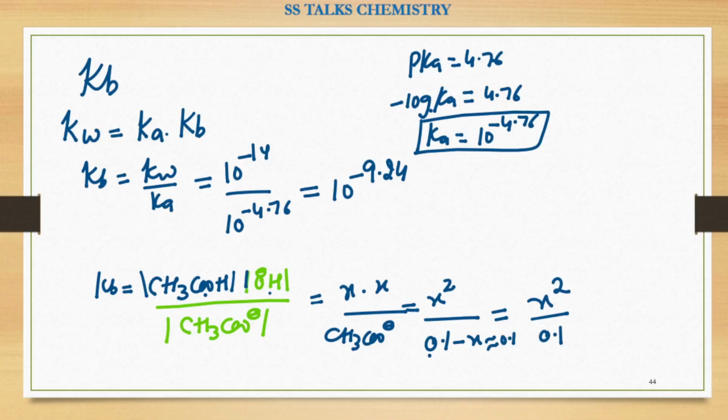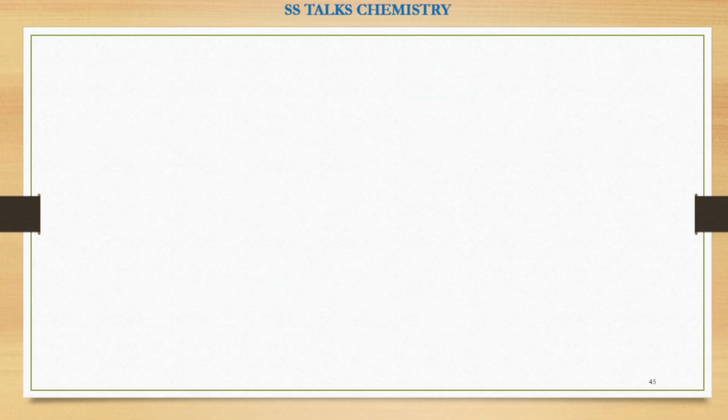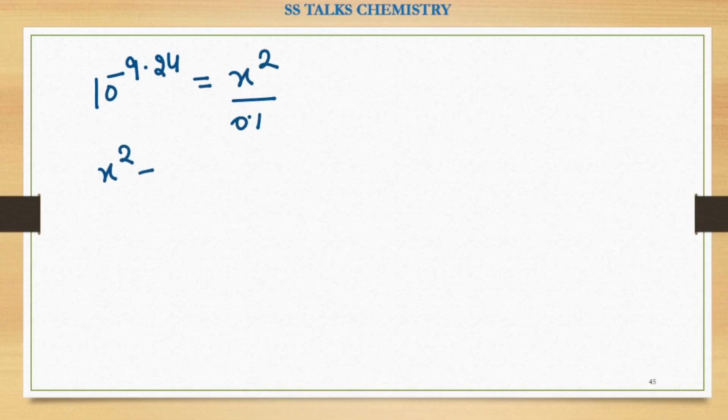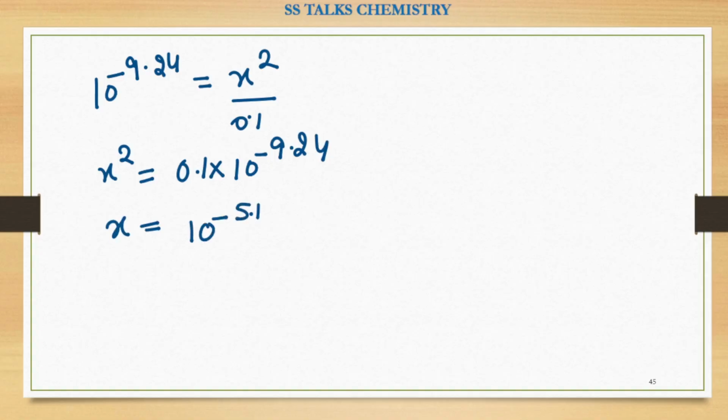Okay. So equate these two with the Kb value now. The Kb value we got is 10 raised to the power of minus 9.24, which is equal to x square upon 0.1. So x square is going to be equal to 0.1 into 10 raised to the power of minus 9.24. Alright, so from here when you solve, you will get the x value as 10 raised to the power of minus 5.12.